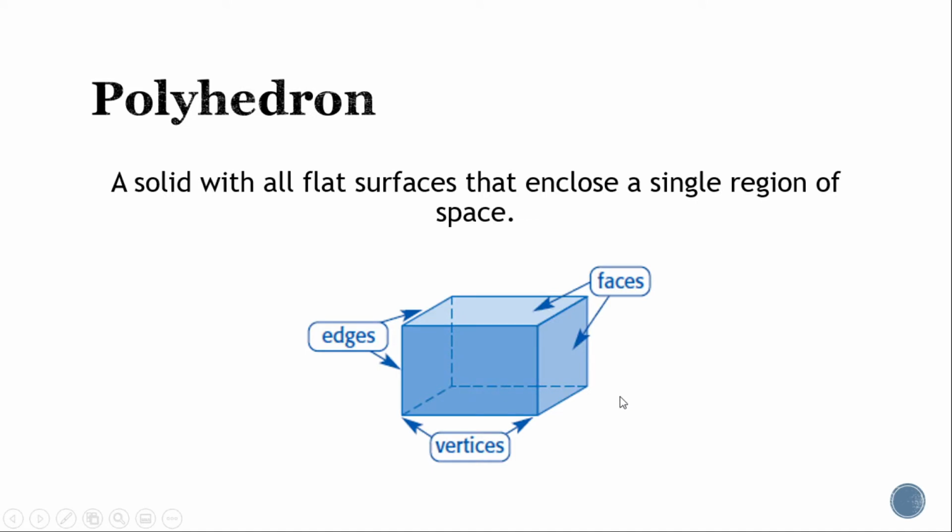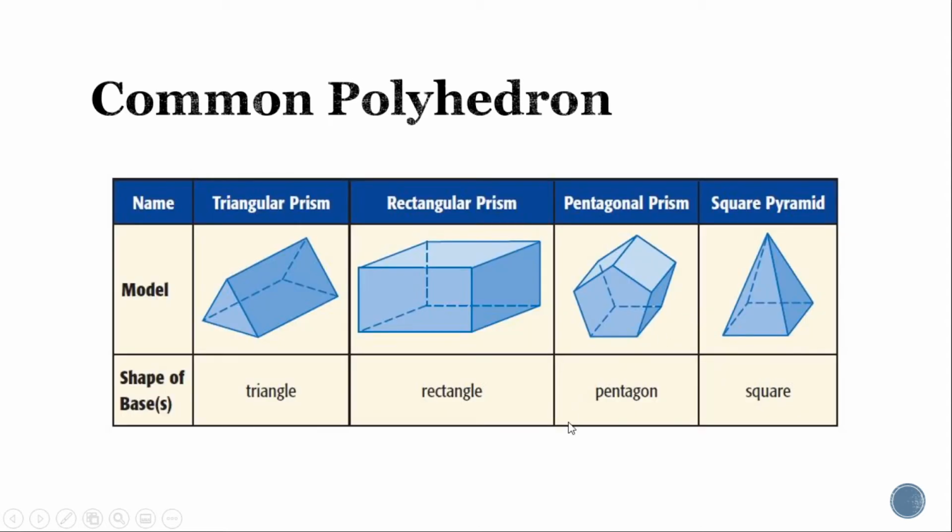So polyhedron. A polyhedron is a solid with all flat surfaces that encloses a single region of space. So this is what we're going to deal with, polyhedrons. They have faces, which are two-dimensional figures. They have edges, which are where two planes meet, and they have vertices, where 3 lines intersect. Okay? We have several common polyhedrons.